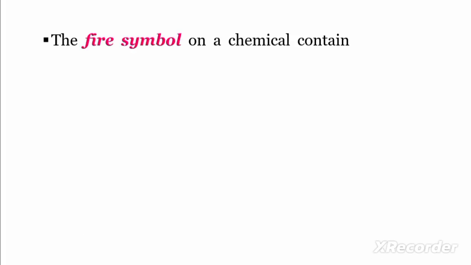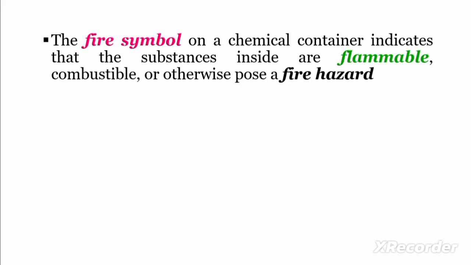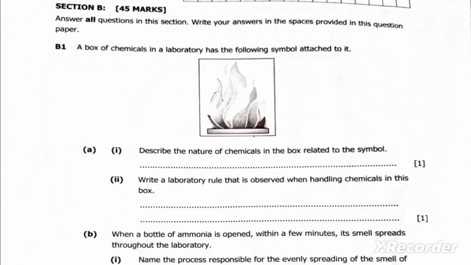Now they want us to describe the nature. The fire symbol on a chemical container indicates that the substances inside are flammable or combustible, or otherwise pose a fire hazard. So the fire symbol indicates that the chemicals inside are flammable or combustible, or they can cause fire. So we are going to say it is flammable or combustible, or it can cause fire hazard. We are done with this question.